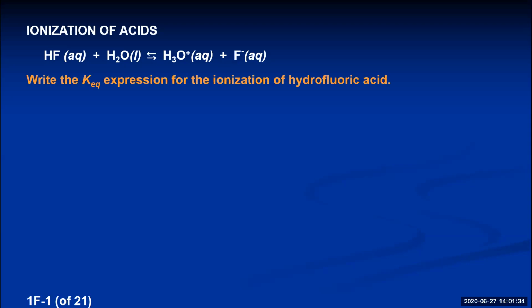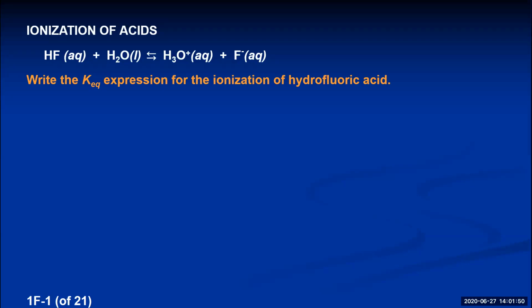Let's see if we can write the equilibrium constant expression for this reaction, because when acids react with bases, in this case water's acting as a base, it produces the products, in this case hydroniums and fluorides, and the reverse reaction occurs as well, and eventually you reach an equilibrium.